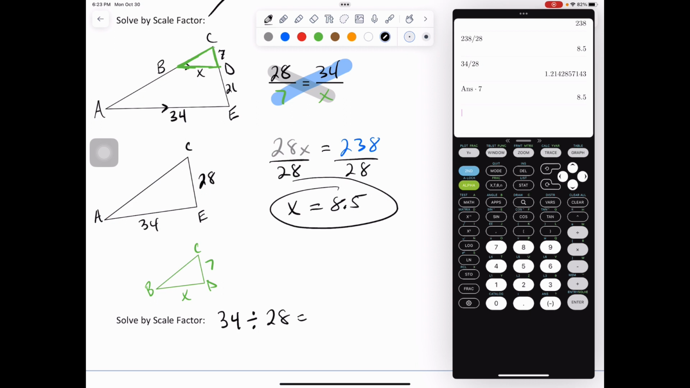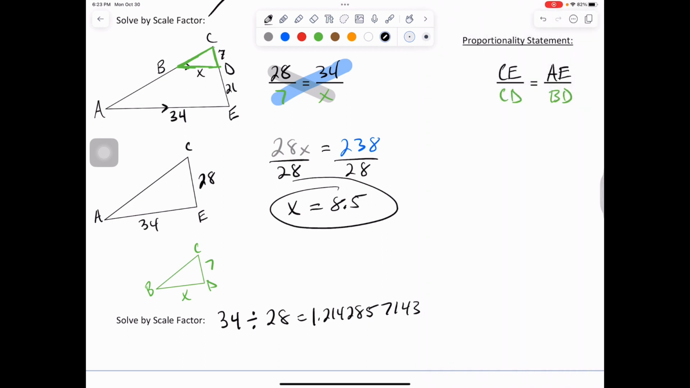So we will do 1.2142857143 times 7 equals 8.5. Now, do you have to write all that out? No, you do not. All you have to do is enter it in your calculator as so: 34 divided by 28, hit equals, multiply it by 7. You will get 8.5 for x.